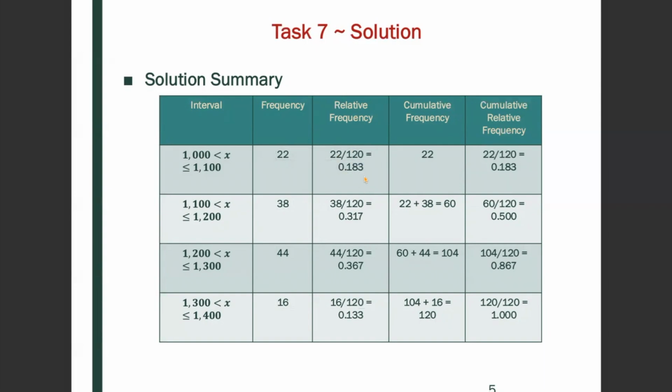So for x between 1,000 and 1,100, we would do 22 divided by 120, and that equals 0.183. And then for this category where x is in between 1,100 and 1,200, we would do the frequency 38 divided by the total, 120, which would give us 0.317. And then for x being between 1,200 and 1,300, we would do the frequency 44 divided by the total 120, which equals 0.367. And then for this last row here, we would take 16 and divide by 120.